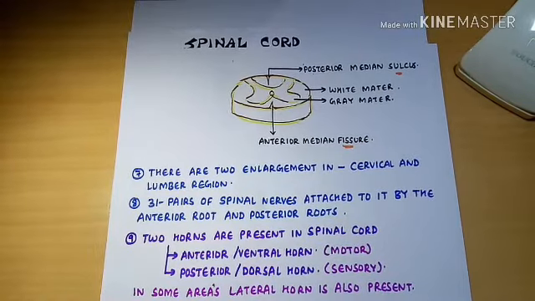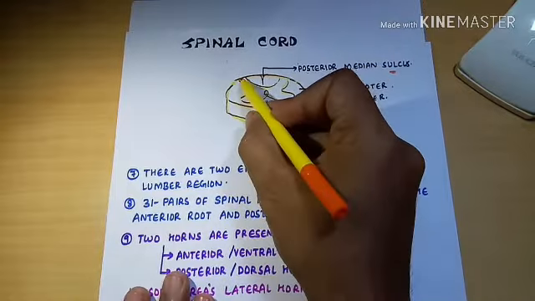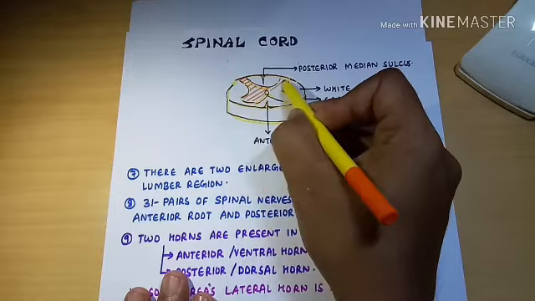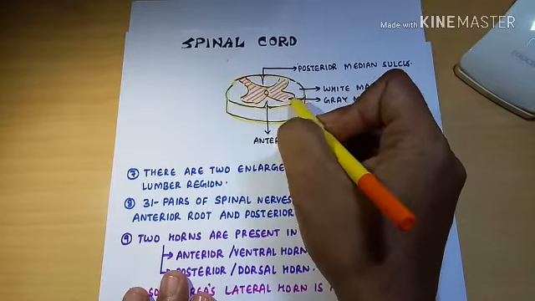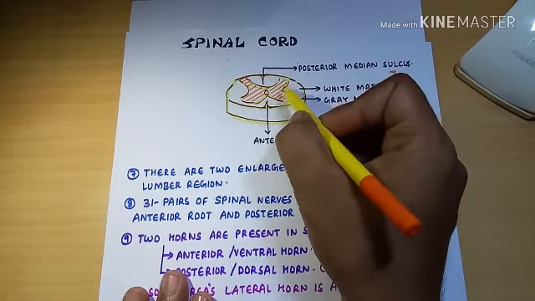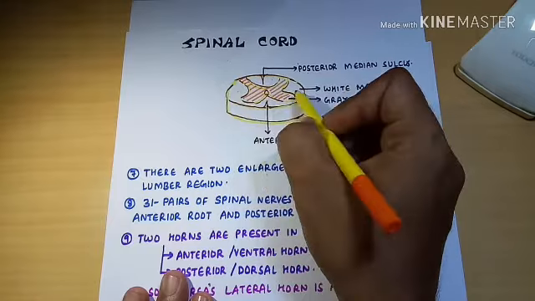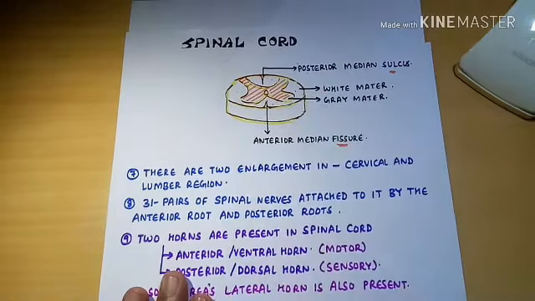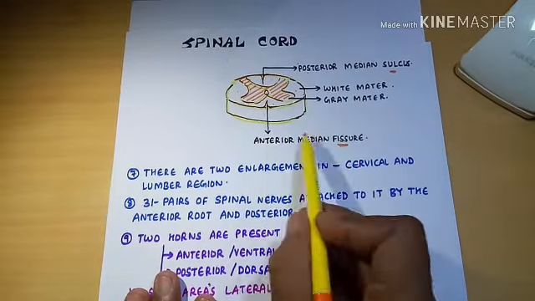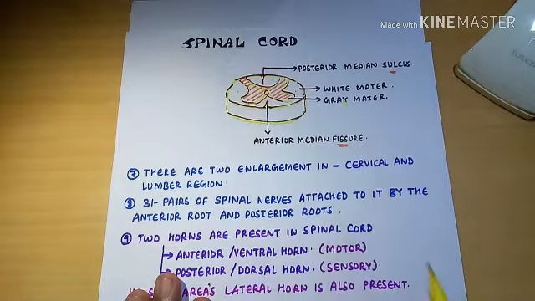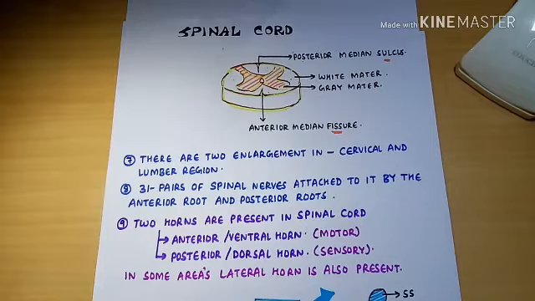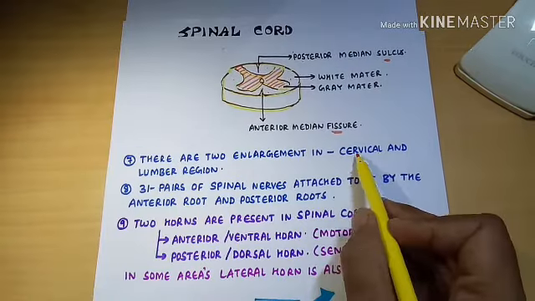In the spinal cord the gray matter is butterfly in shape. This part of the spinal cord is the gray matter, which is H-shaped or butterfly in shape, and these parts are the white matter. On the anterior side the anterior median fissure is present, and on the posterior side the posterior median sulcus is present. There are two enlargements in the spinal cord, the cervical enlargement and the lumbar enlargement.